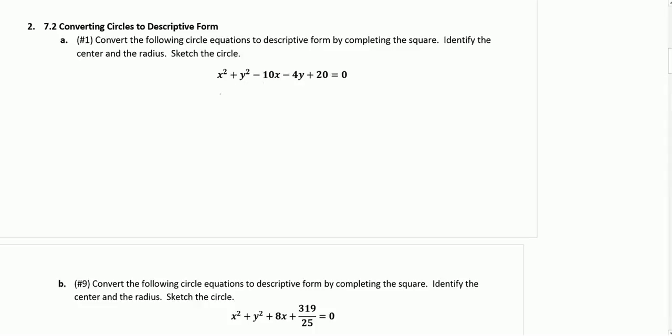To do that, we want to group our x's together. So we have x squared and a minus 10x. I'm going to leave a little space, then positive y squared minus 4y. And any constants, I'm going to move to the right side of the equation. So we have that positive 20, and I'm going to subtract 20 to make it equal to negative 20.